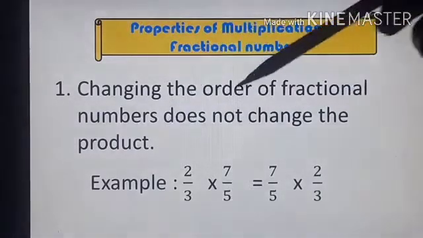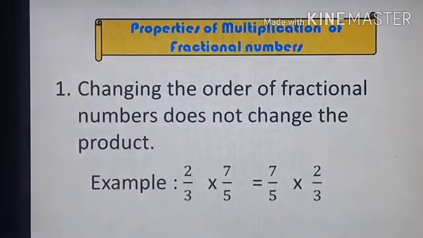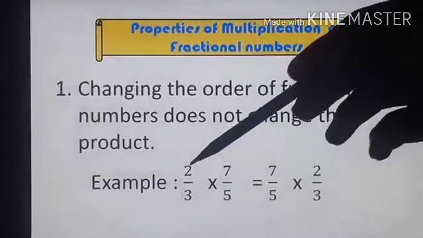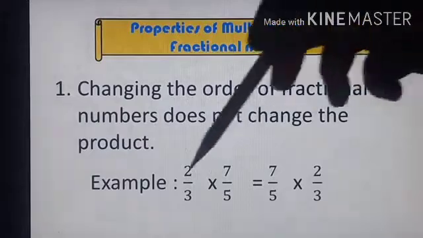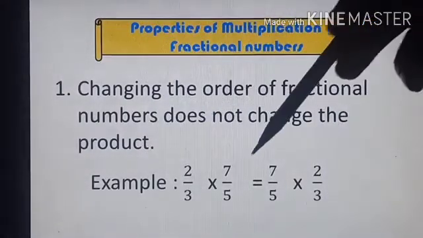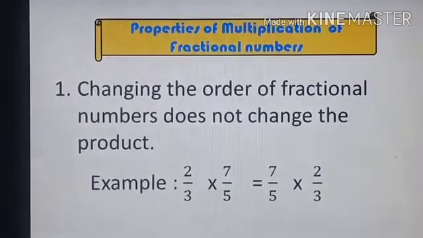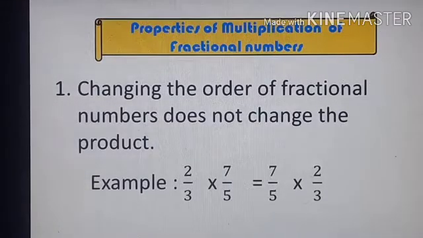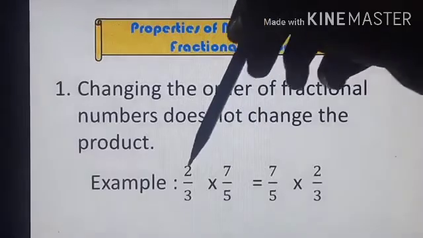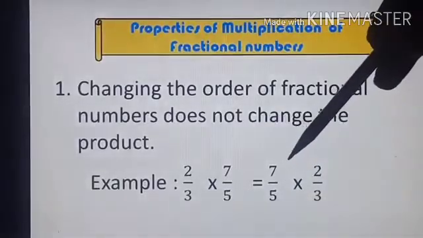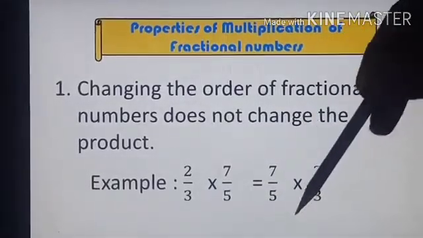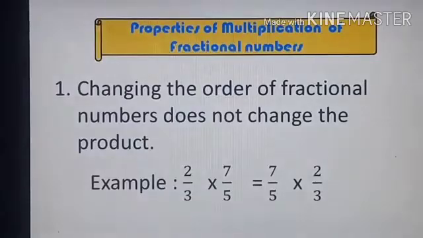We have done this in previous chapter also, but that was of whole numbers. Now it is fractional number. 2 upon 3 multiply by 7 upon 5. If we are changing the order, 7 upon 5 multiply 2 by 3. So we can check, is it giving the same answer on both sides. 7 2s are 14 and 5 3s are 15. So left side is giving us 14 upon 15. Right side, 7 2s are 14, 5 3s are 15, 14 upon 15. So when we are changing the fractional numbers, it does not change the product. Understood?